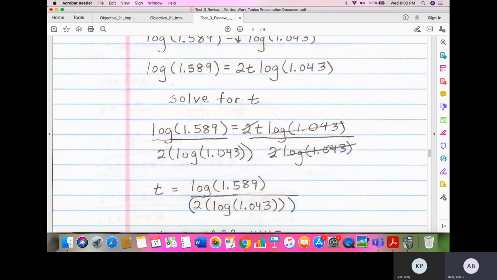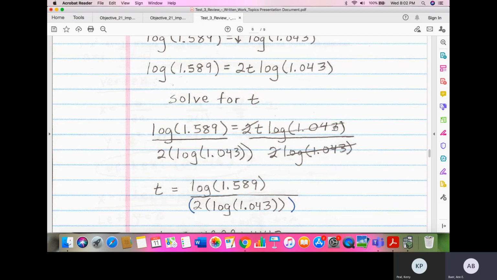Everything's on the normal line of writing now, except for the understood base 10s for these logs. So we want to solve for t. I copied this side down, and we want to get t by itself. This 2 is participating in multiplication with this t, so the opposite is division. So I want to divide both sides by 2.